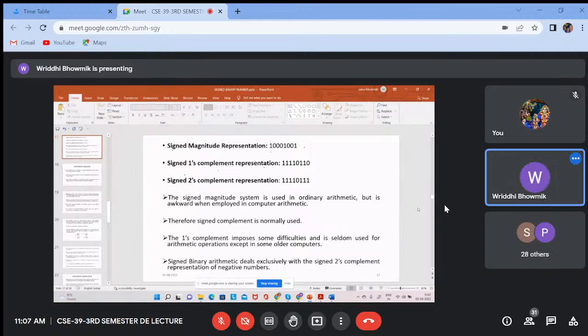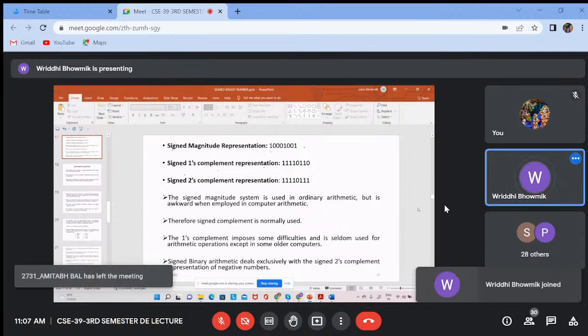So we have already started signed binary numbers, and we have discussed how to represent a negative number in a binary system. There are three ways to represent a negative number: signed magnitude representation, signed ones complement representation, and signed twos complement representation.